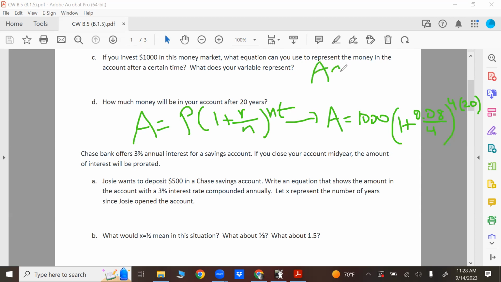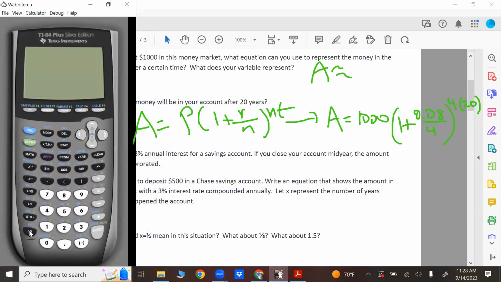And what do we get for A? I'm going to get my calculator out as well. Okay, so 1,000 times 1 plus 0.08 divided by 4 raised to the 80th power. You got 20,000? That doesn't make sense, does it? No. Should be, you got 20,000?